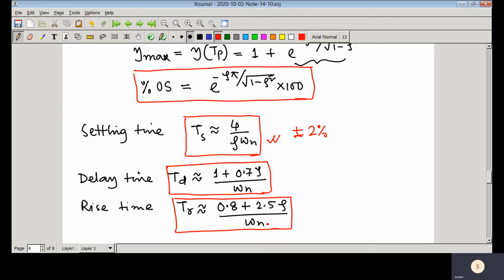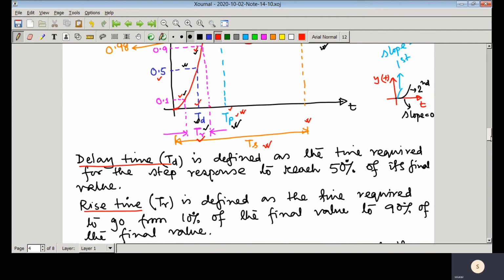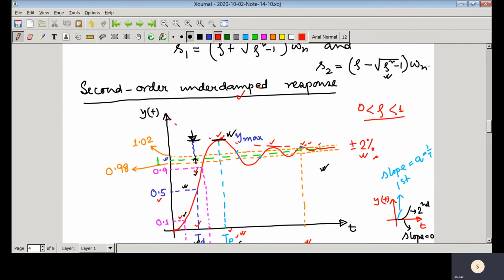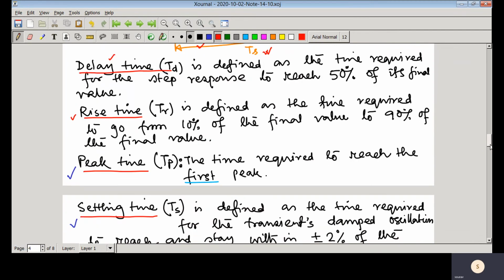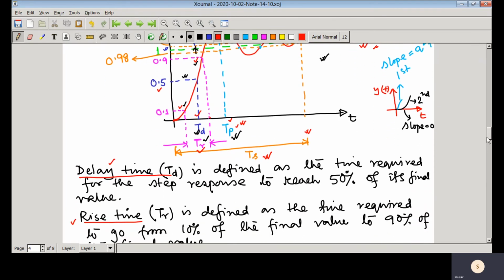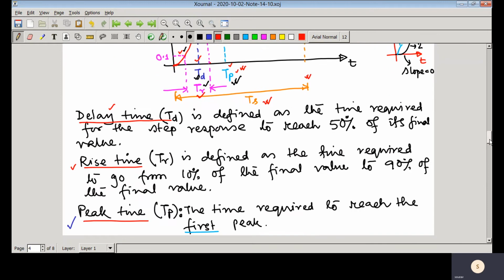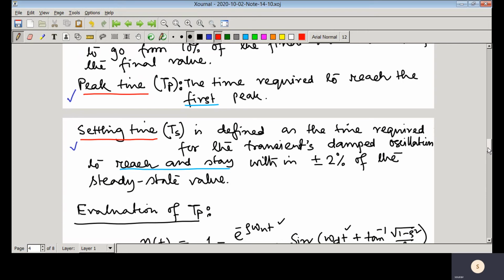So let me repeat. In case of a second order system we have just considered the underdamped case, and here we have defined the delay time, rise time, peak time and settling time. From these definitions and the time response it is clear what they are, and what their utilities are, because if you know those values you can easily characterize the response. But from those four definitions it is not possible to know how much peak will be obtained from that particular response.